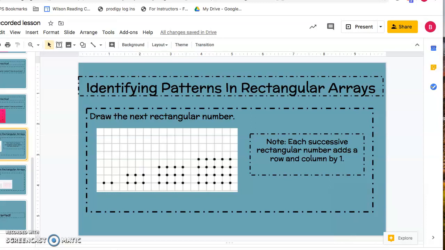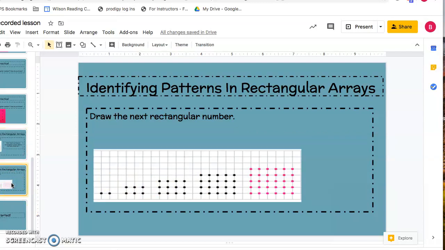So when I'm trying to make the next pattern in this rectangular array, I know I need to add 1 row and 1 column. So here I have 1 row, 2 columns, 2 rows, 3 columns, 3 rows, 4 columns, and 4 rows, 5 columns. So you probably thought my next one probably has 5 rows and 6 columns. Your next rectangular number pattern should have looked like this.